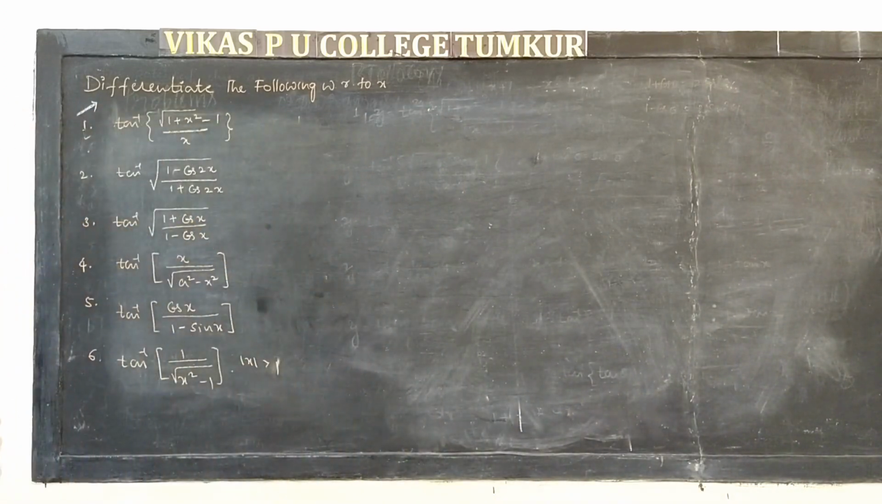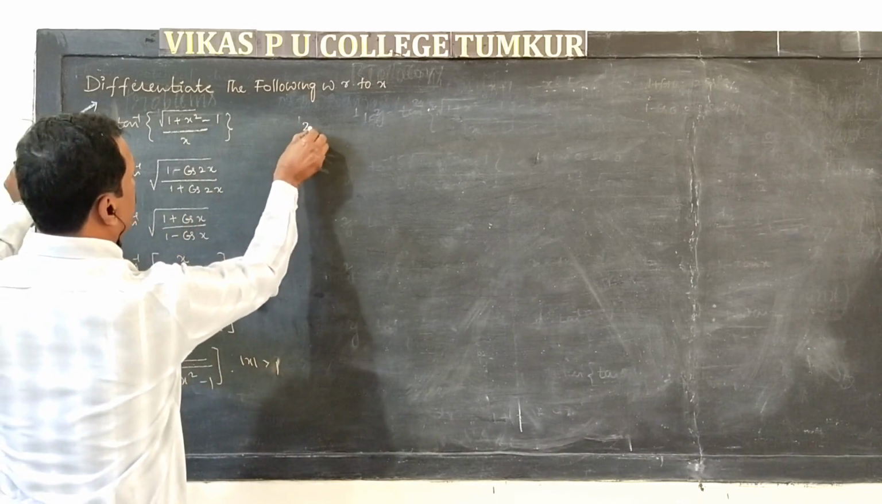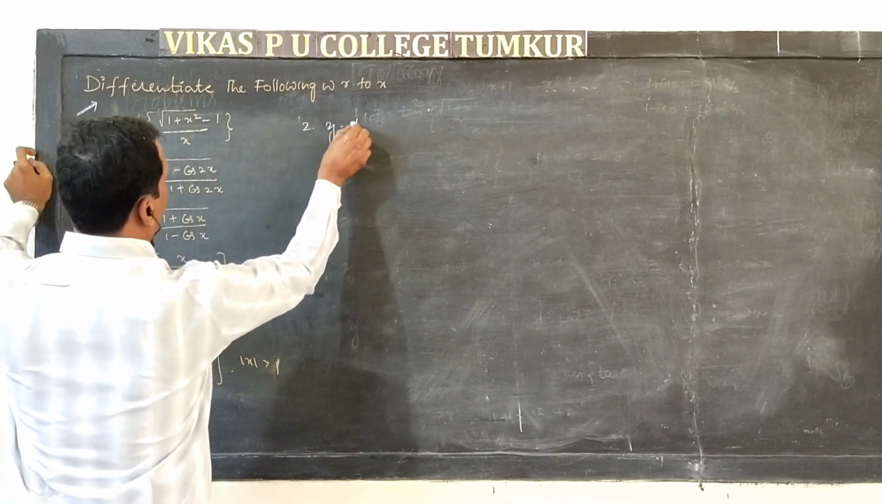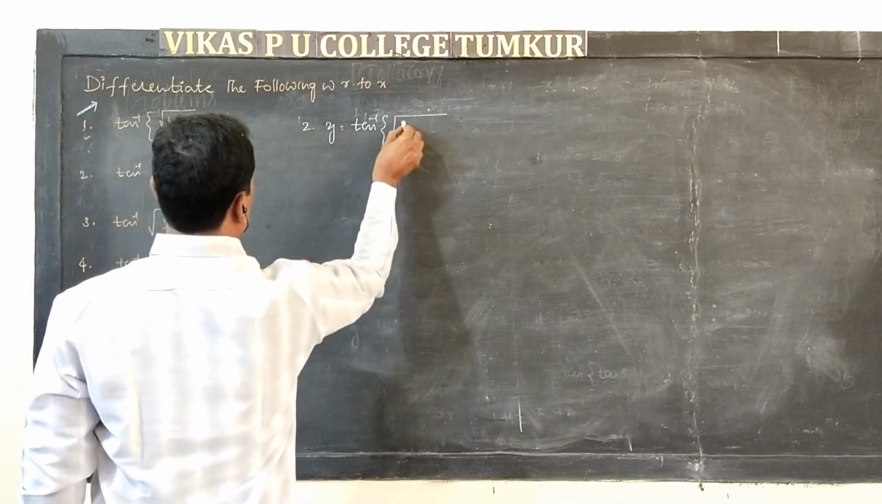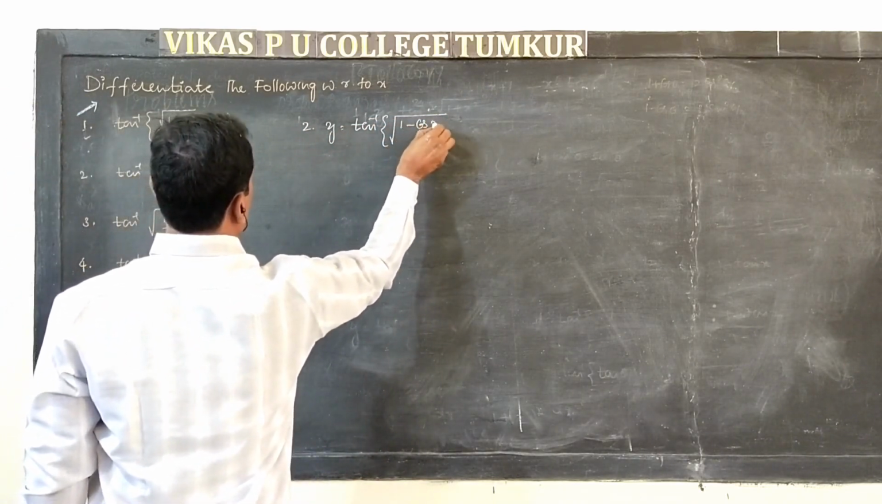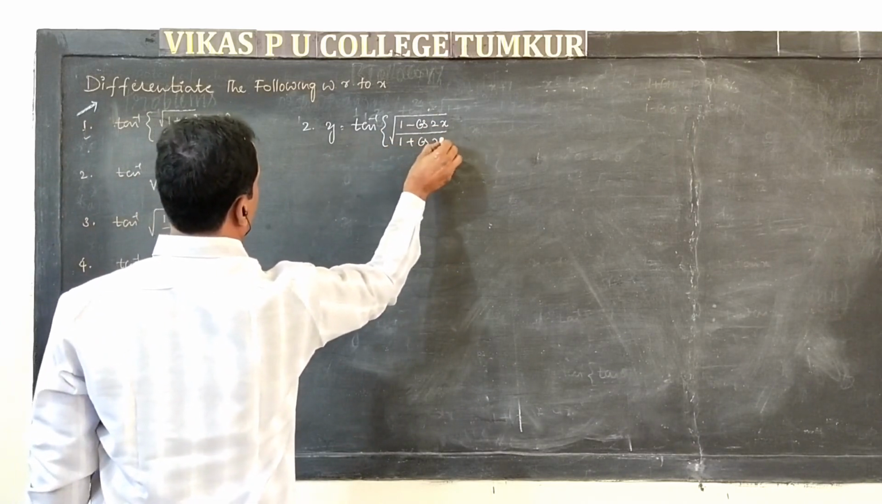Tan inverse of... known results, very well known results. Y is equal to tan inverse of square root of 1 minus cos 2x divided by 1 plus cos 2x.